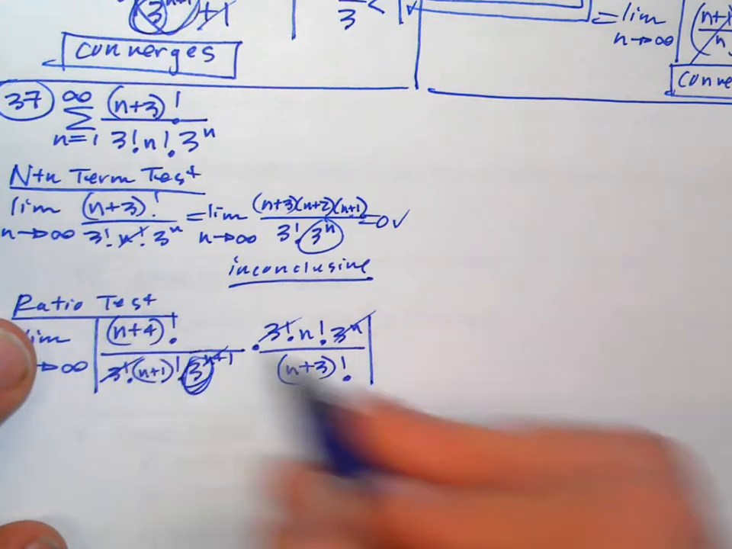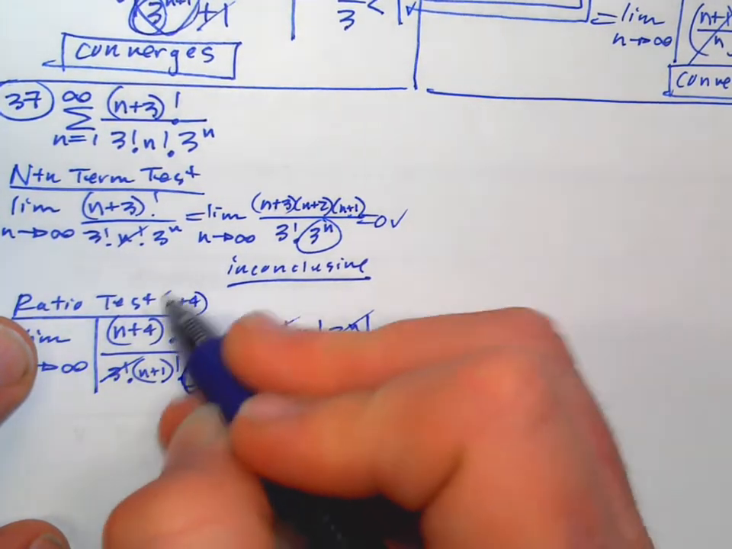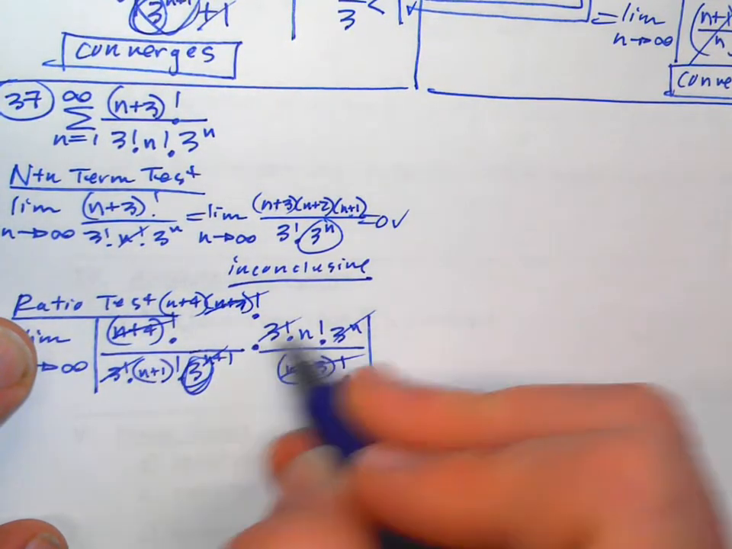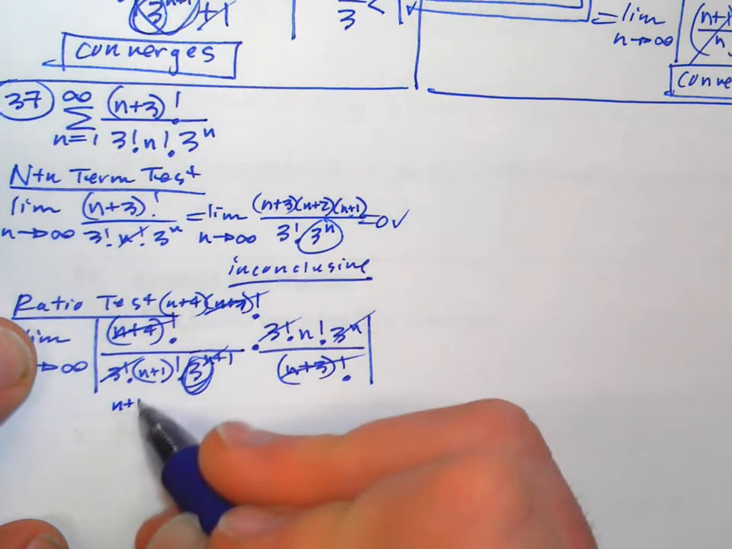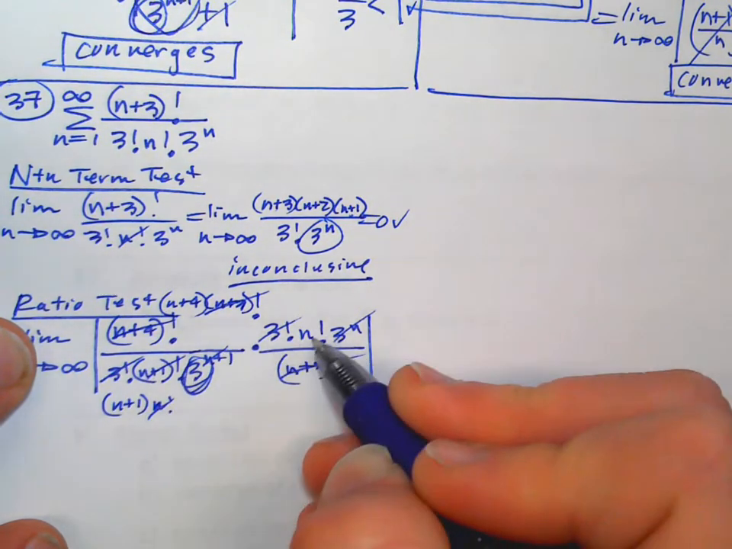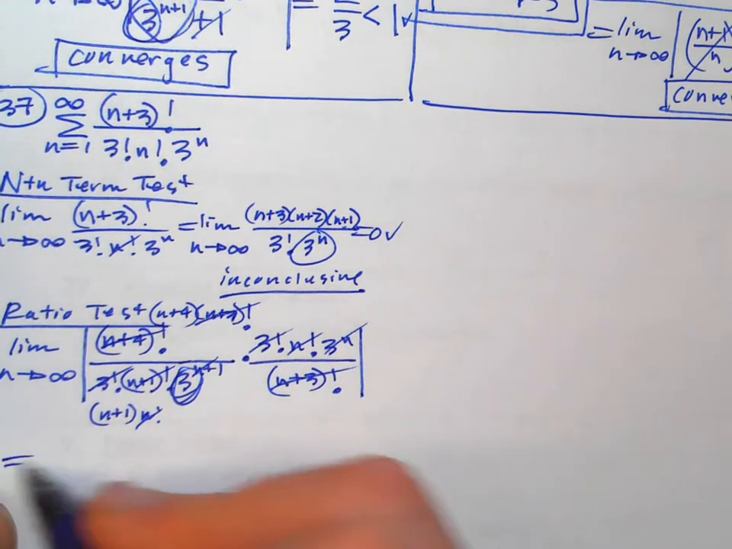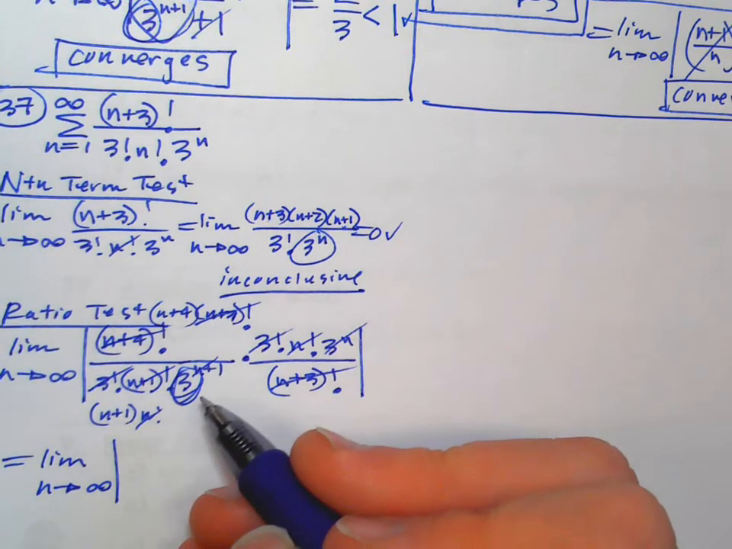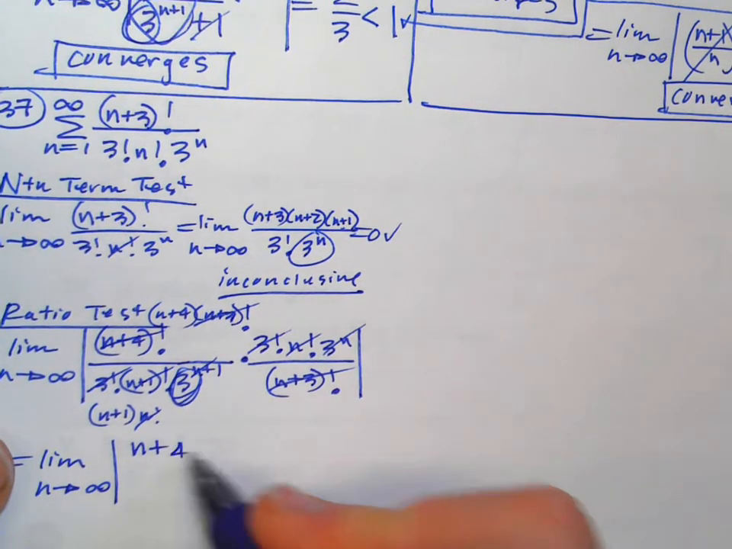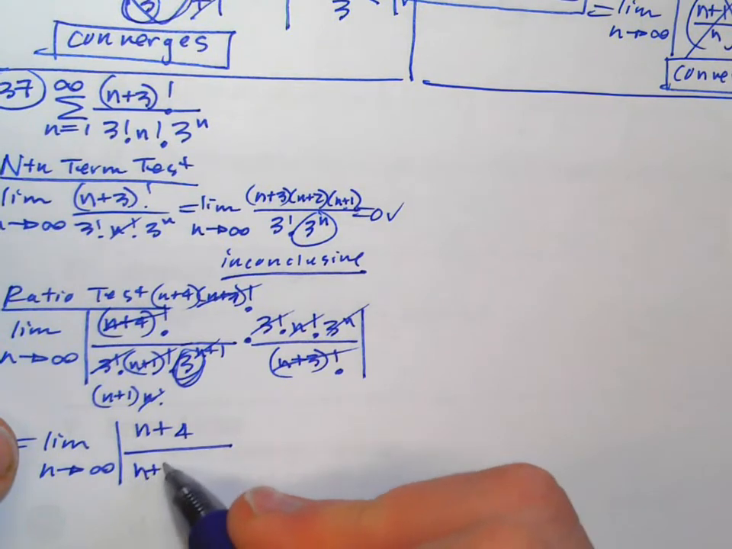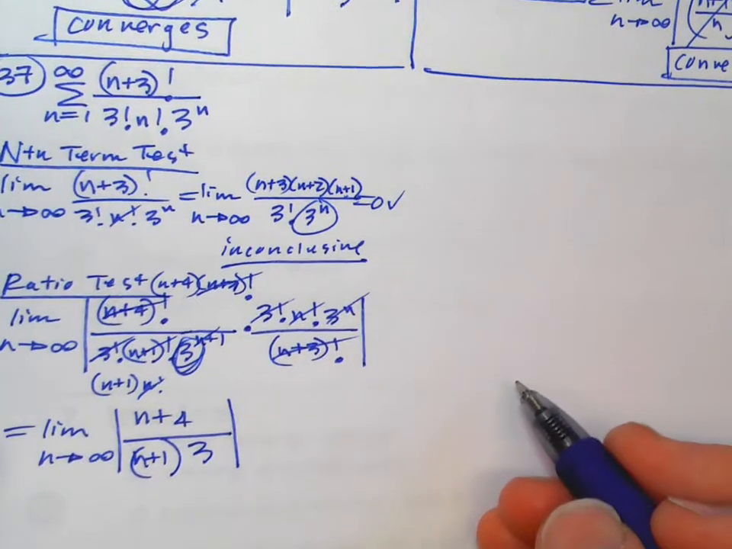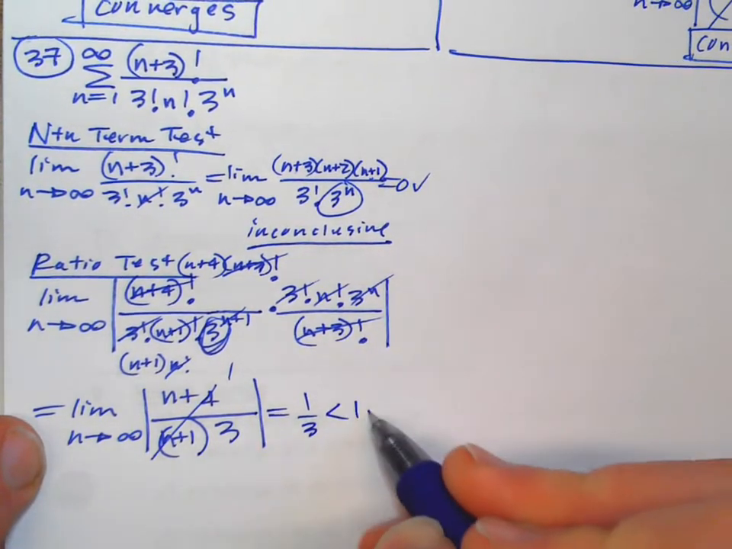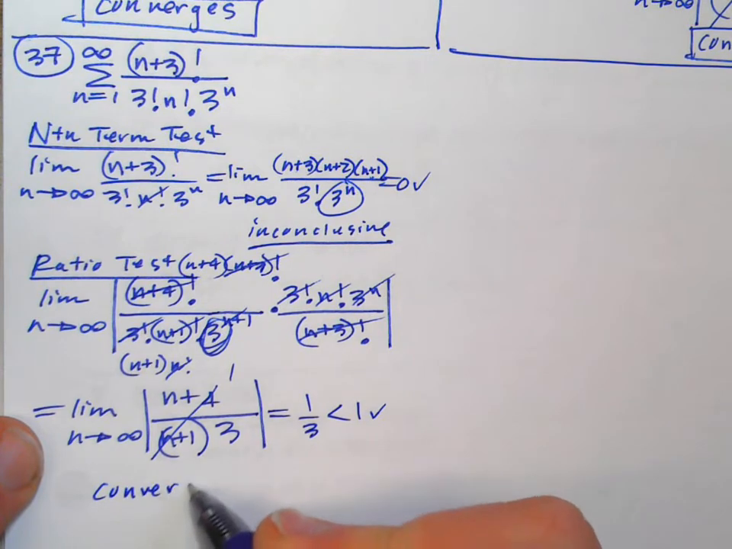Now, what I would do is I'd do these together. I'd say, oh, well, this is n plus 4 times (n plus 3) factorial, which cancels with that. And this (n plus 1) factorial is n plus 1 times n factorial, so that would cancel with that. So what I have now, just with simplification, is I have an n plus 4 on the top, no more factorial. I have an n plus 1 on the bottom, and a 3. Now, this is going to go to 1, and you're going to get 1/3, which is less than 1, which means it converges by the ratio test.